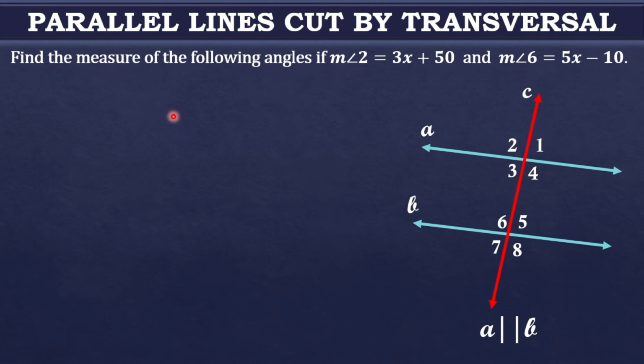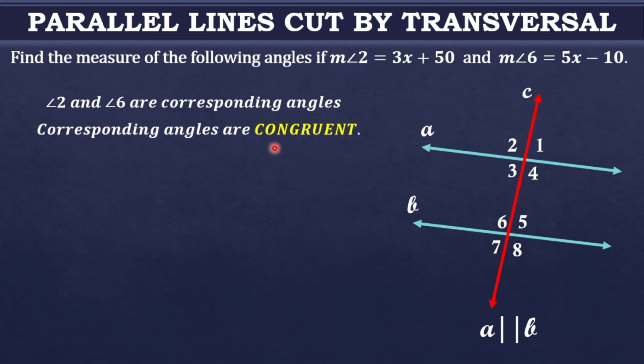Okay. Now, what is the relationship between angle 2 and angle 6? So, ang relationship po nila is they are corresponding angles. Now, pag sinabi natin corresponding angles, they are congruent. So, therefore, angle 2 is equal to the measure of angle 6. If angle 2 and angle 6 are corresponding angles, therefore, they are congruent. When we say congruent, they are equal. So, the measure of their angles are equal.